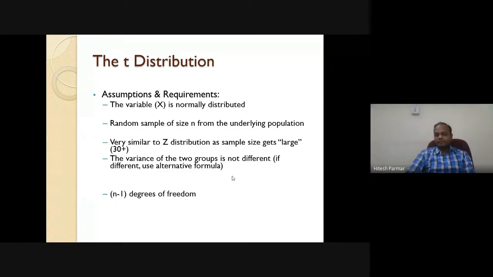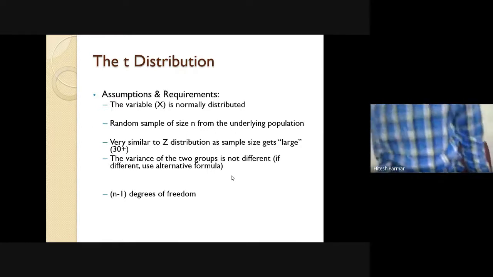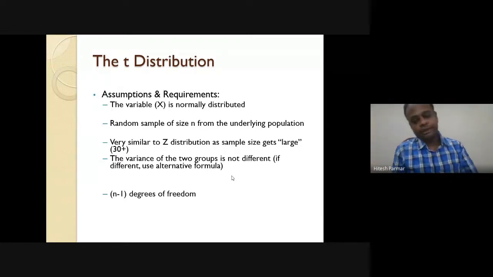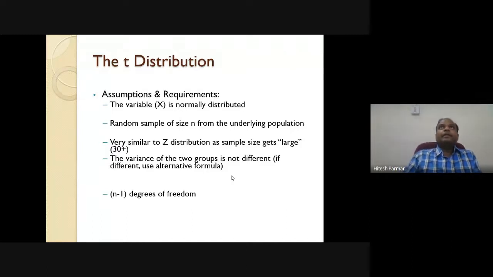As the answer is fixed, we have to substitute the last value. For example, if I substitute x1 equal to 70, x2 equal to 20, then I have to put x3 equal to 50. Then I can get an answer of 50 as a mean. Otherwise, I will not be able to get it. So that is the reason the concept of degree of freedom is applicable in t-test, and it is known as n minus 1 degrees of freedom.